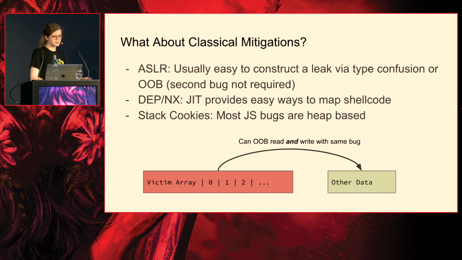So ASLR, most of the time, you do not need, like, a second bug or anything like that to bypass. Additionally, for DEP or NX, where it's trying to prevent you from having your own executable shellcode, well, that doesn't really matter because we have a JIT. And regardless of being able to write the code into the JIT, we can also trick the JIT compiler into adding our code there anyway through various methods. So that doesn't really matter either.